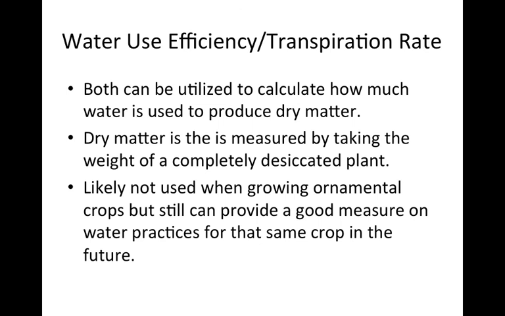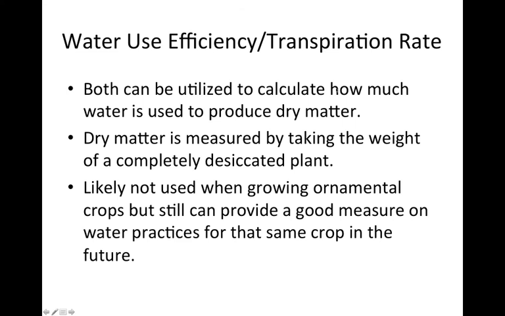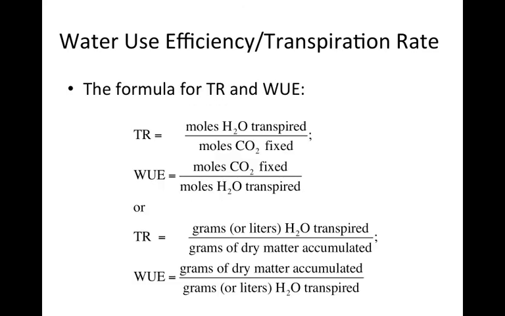So now I'm going to wrap up with these two terms, which I've already thrown around a little bit: water use efficiency and transpiration rate. Both can be utilized to calculate how much water is used to produce dry matter. Dry matter is measured by taking the weight of a completely desiccated plant. As a grower, it's likely not used when growing ornamental crops, but can still provide a good measure on water practices for the same crop in the future. This slide just illustrates the way that water use efficiency and transpiration rate are calculated.